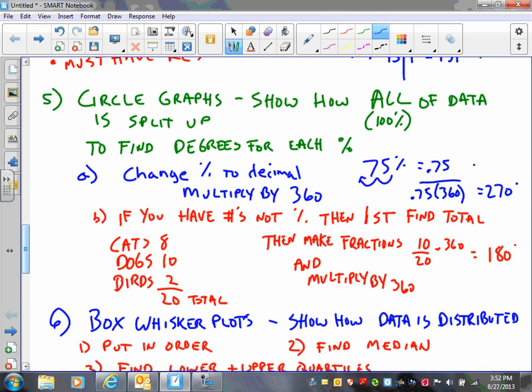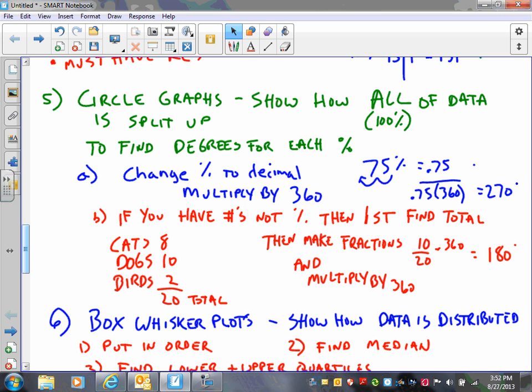If you don't have numbers, or if you have numbers but not percents, the first thing you have to do is find a total. So I gave you an example. I had 8 cats, 10 dogs, and 2 birds. Add them up, I get 20 is my total. Then you make a fraction for each category. I chose to use the dogs, 10 over 20, and I multiply that by 360. Multiply by 360, I get 180 degrees.